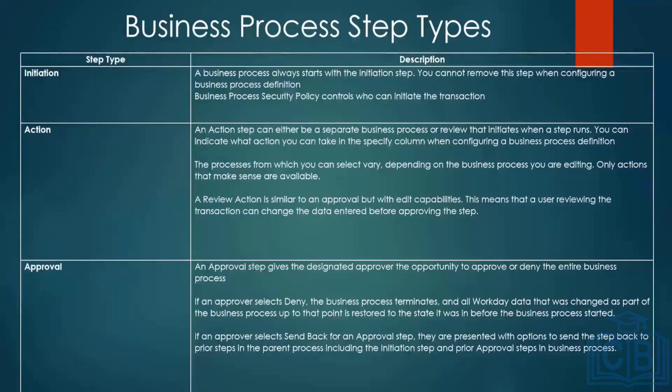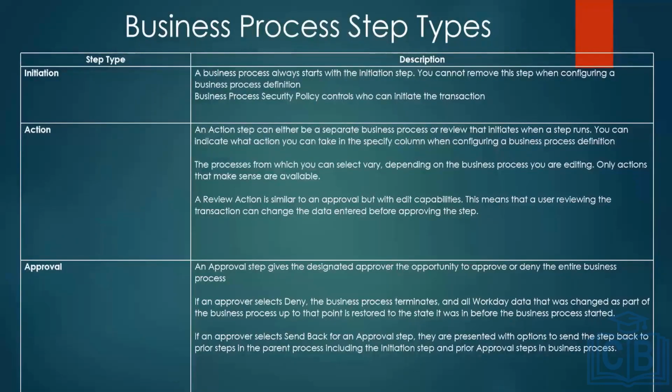For example, the manager has initiated the hire. Then the next step is review hire. So if that review step has gone to the HR admin, that means the HR admin can edit something if they want. If they don't think that the hire date mentioned by the manager is correct, they can edit it.